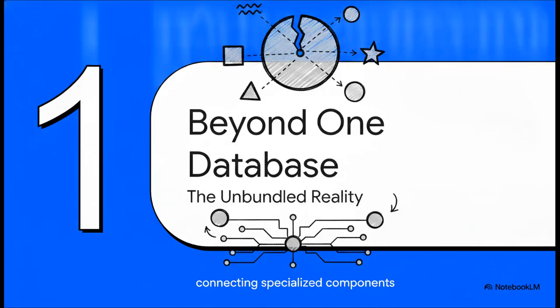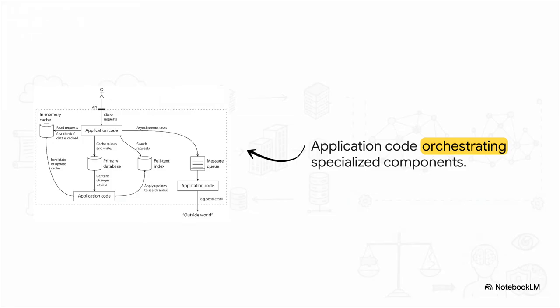So, let's dive into part 1, beyond one database, and into the unbundled reality. Instead of having a single box trying to handle everything, modern architecture actually puts your application code right in the center as the orchestrator. It's routing read misses to a blazing fast in-memory cache like Redis, writing core state changes to a highly durable primary database, updating full-text indexes like Elasticsearch for those complex user queries, and pushing asynchronous tasks out to a message queue. At this point, you're not just an application developer anymore. You are a data system designer, stitching specialized, distributed tools together to handle massive throughput.